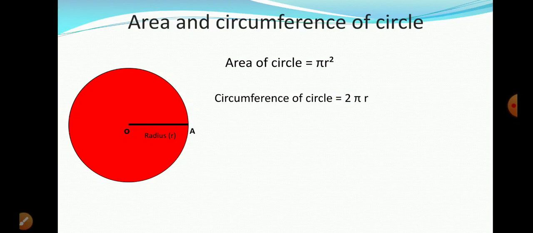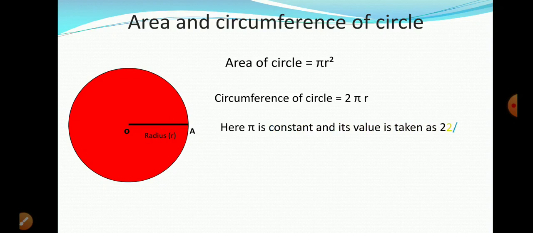area of the circle is the area enclosed by circle in its interior, that is shown by red color in this figure. Here pi is a constant and its value is taken as 22/7. In decimal form it is taken as 3.14 approx.